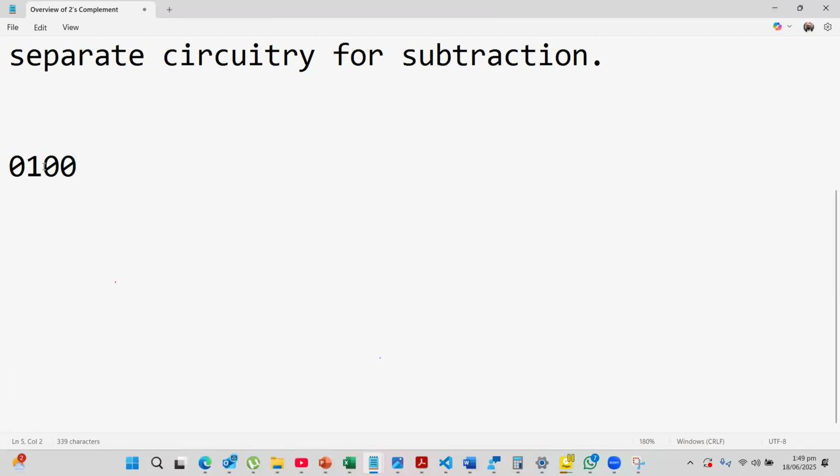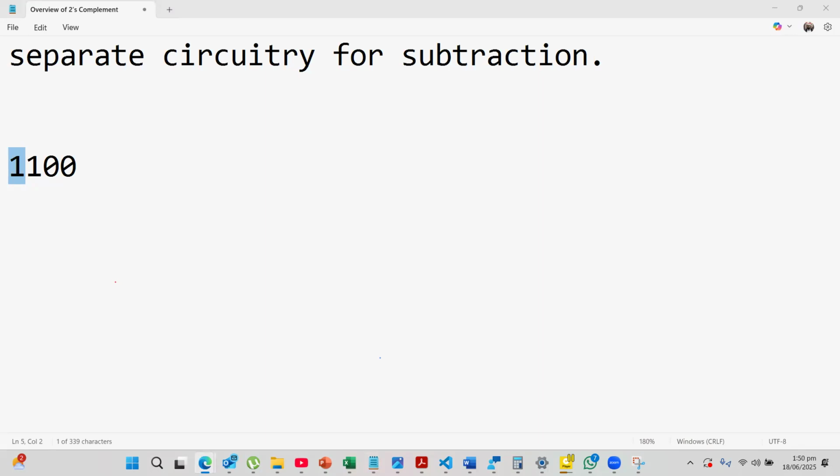Let me do it this way. What is the most significant bit? Is it this one? Or this one? So the 1 here is the most significant bit.